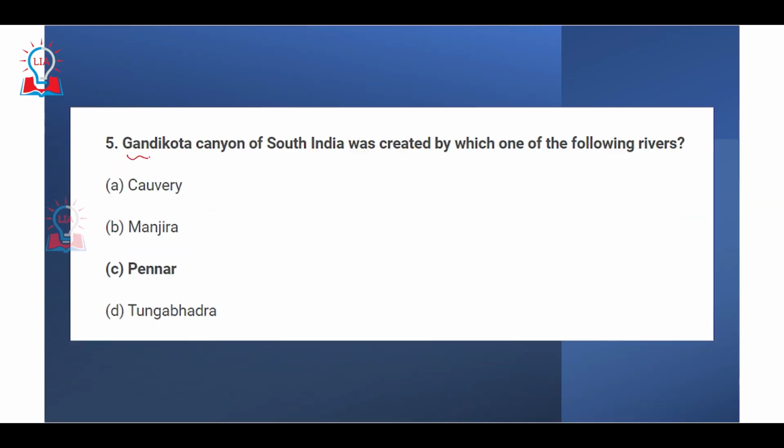Fifth question, again a very simple, straightforward question from Indian geography. The Gandikota Canyon of South India was created by which of the following rivers? So the answer is the Penna River.